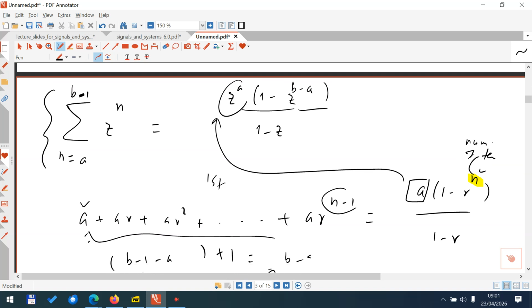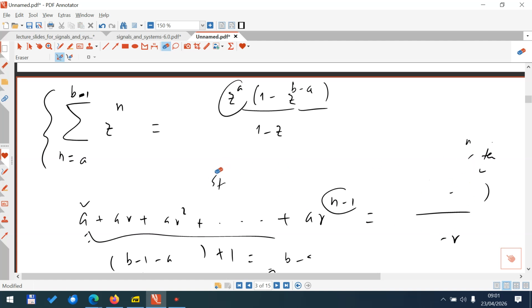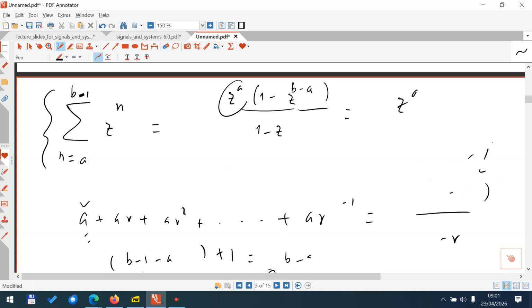Let's remove all the unnecessary parts. I can simplify this to z to the eighth power minus, what do I get when I multiply these two? Z to the bth power, and a and a cancel out. And here I'll have 1 minus z, right?